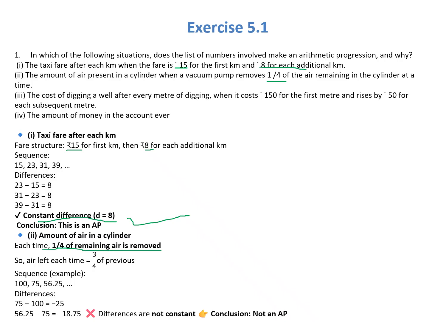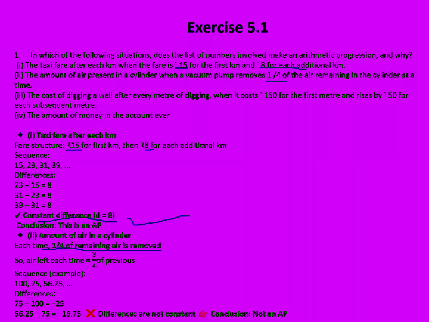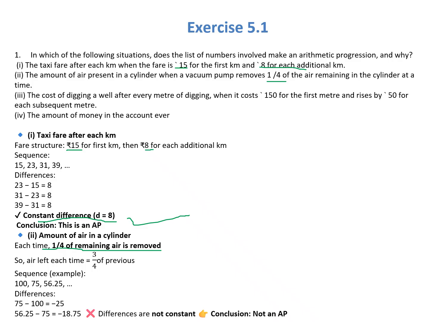So which means that the remaining air out of that 1 by 4 is getting removed. So a fraction is being applied on every decreasing term. Let's say if air is there and 1 by 4 has been removed, so next time the air is 3 by 4. So 3 by 4 of the previous sequence is like 100, 75, 56.25.